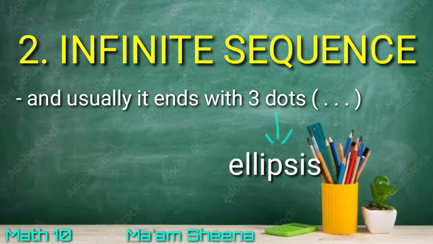So this is very easy if you're going to identify later whether it is a finite or infinite sequence, because you can see the three dots automatically. That will be an infinite sequence.